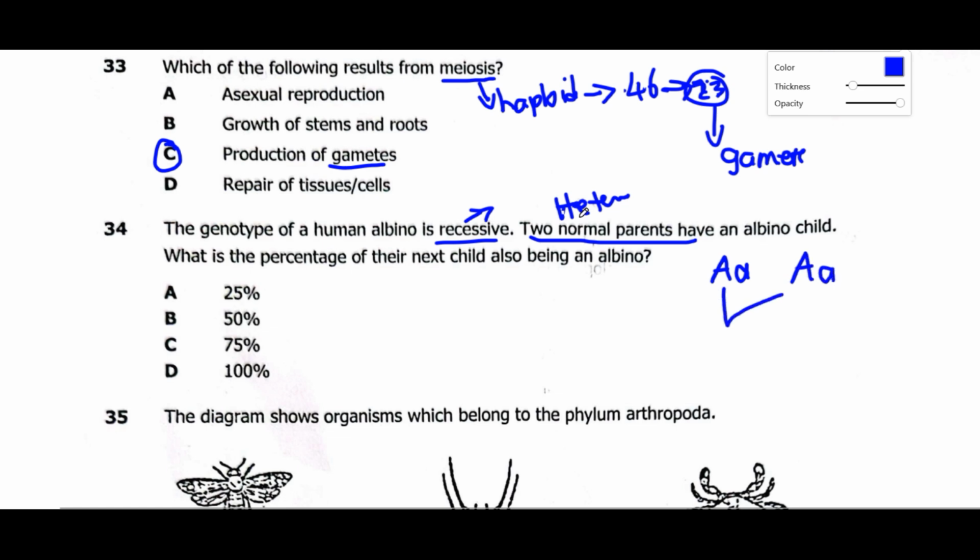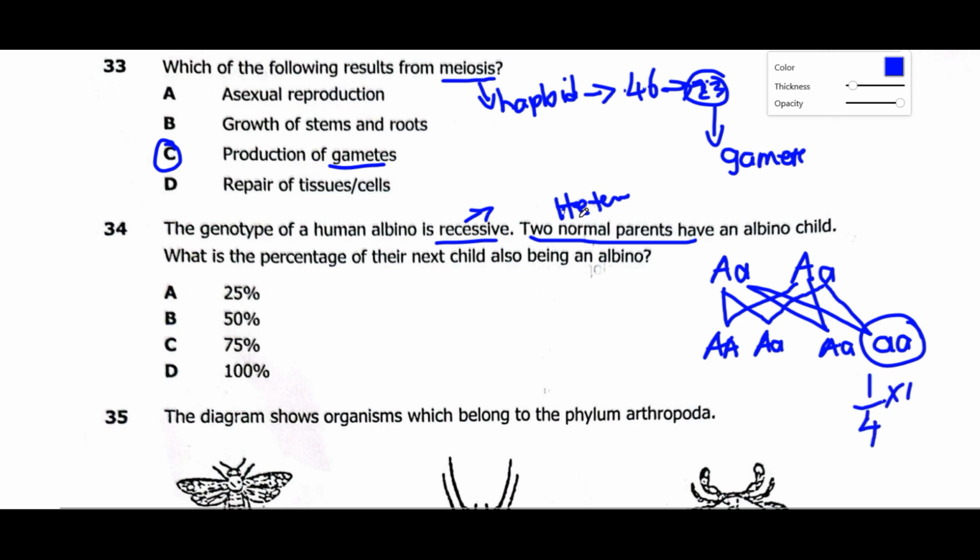So if we cross, they have the chance of having a normal child who is homozygous, then a normal who is heterozygous, another normal but heterozygous, and the chance to have an albino is just 1. So it's 1/4 multiplied by 100%, giving us 25%. So the answer is A. So this is how you calculate the percentage.